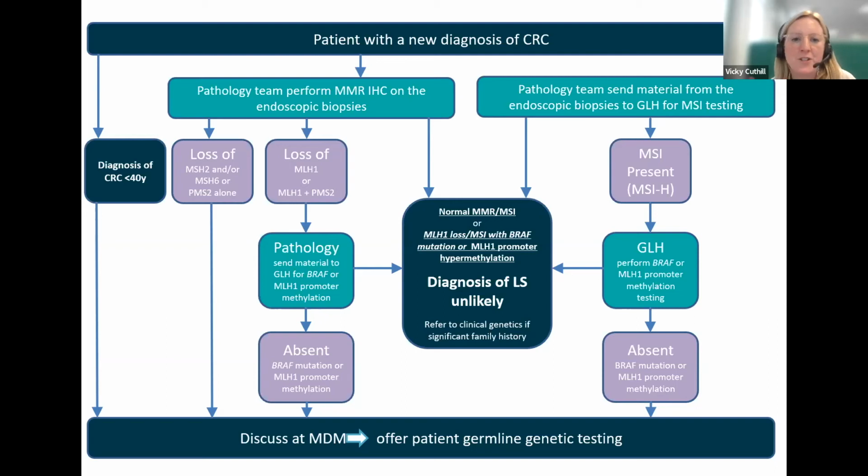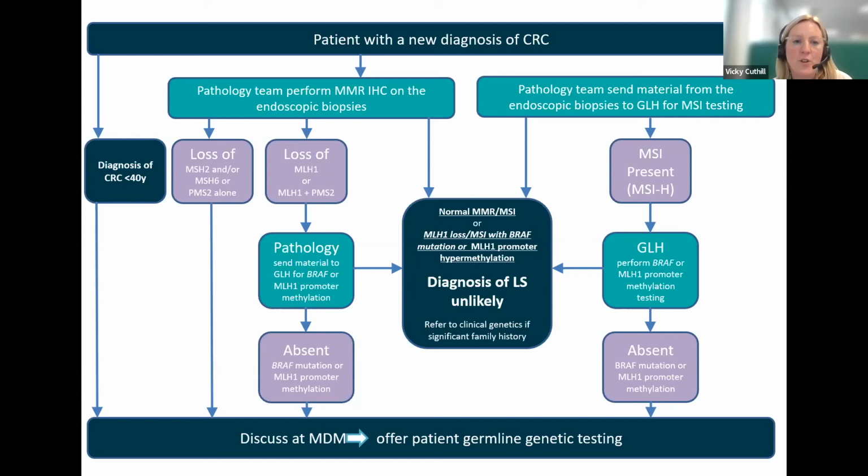There are two arms of the pathway at the moment, because it depends on what area you work in as to what the initial tumour tests will be. For example, at St Mark's, where I work, we do the specialist staining, which is mismatch repair immunohistochemistry on our bowel cancers. But other centres, because it's on the test directory, will do the MSI testing, and that will be sent to the genomic laboratory hub. So it just depends on your area as to which testing is done. We do an initial test, and if you have loss of MSH2 or MSH6 or PMS2 alone, then the patient can go on and be offered germline genetic testing.